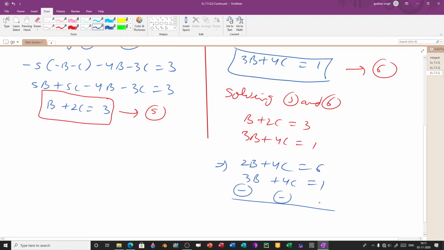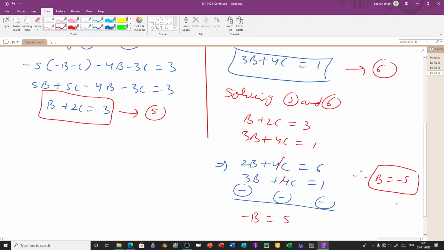Subtracting, we get 4c minus 4c cancelling each other. 2b minus 3b, that is minus b, equal to 6 minus 1, that is 5. Therefore b equal to minus 5. So b is minus 5.